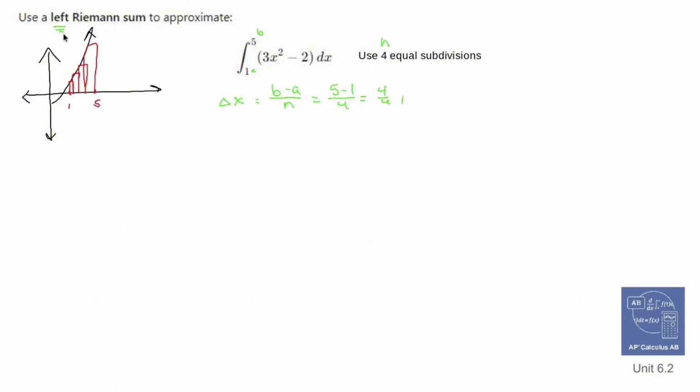Since I'm doing a left Riemann sum, I'm focusing on the left side of each rectangle. So I'm focusing on 1, and then 2, 3, 4. These numbers, 1, 2, 3, and 4, are my left endpoints. I'm finding the areas of these rectangles based on this information. I know the lengths: they're each 1 unit long, and they start at 1, 2, 3, and 4. How high are they? I have to figure out what f of 1, f of 2, f of 3, and f of 4 are.